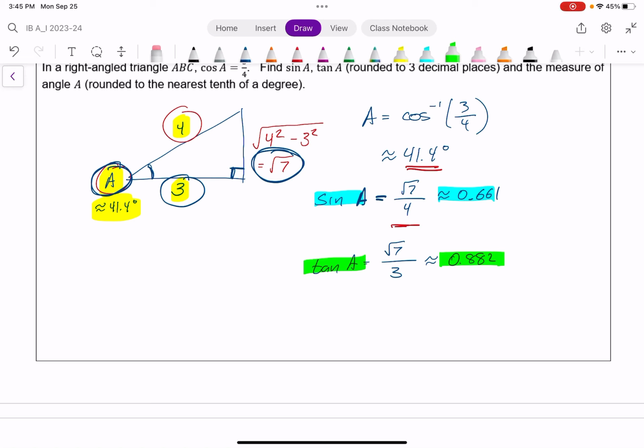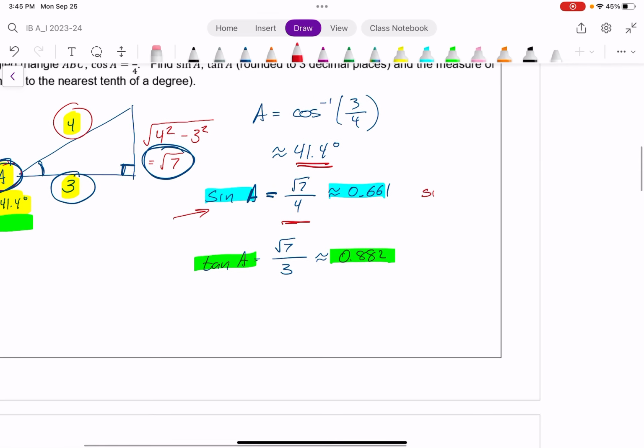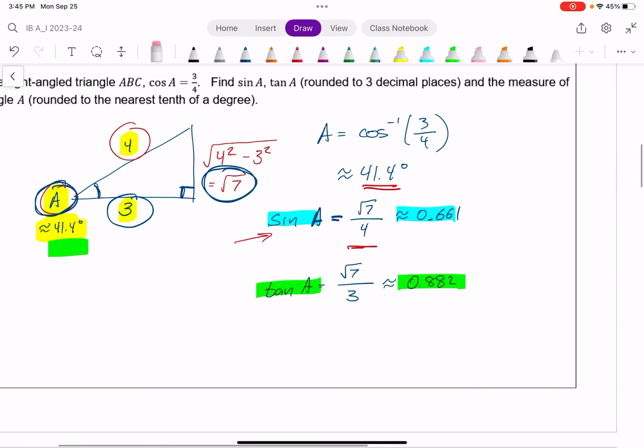As well, though, if I'd found those first, I could go back and I could find that 41.4 in different ways now. I could find the inverse sine. If I typed into my calculator the inverse sine of 0.661, it'll tell me about 41.4 degrees. I could do the same thing for here. If I want the inverse tan of 0.882, it would tell me about 41.4 degrees. Just keep in mind, for all these I'm rounding, so the more exact I am, the better.